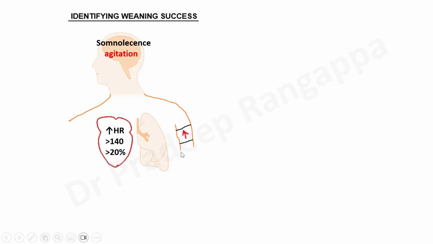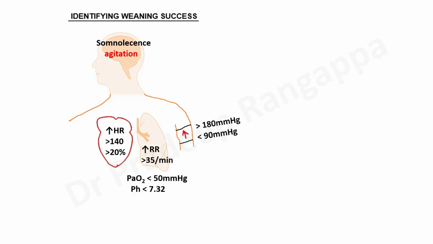As I've already mentioned, if there is an unexplained tachycardia, one should ascertain the reason for it, and not jump into weaning and extubation, especially if the heart rate is more than 120 to 140, or more than 20% of the baseline. And as I've re-emphasized, if tachypnea is present with a respiratory rate more than 35, it is definitely a cause for concern, and you should not contemplate weaning and extubation. Also PaO2 less than 50 mmHg, or pH less than 7.32. All these are clear indicators that the weaning process cannot be initiated, and one should be very cautious.